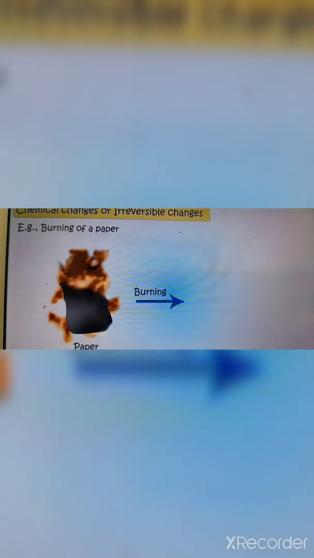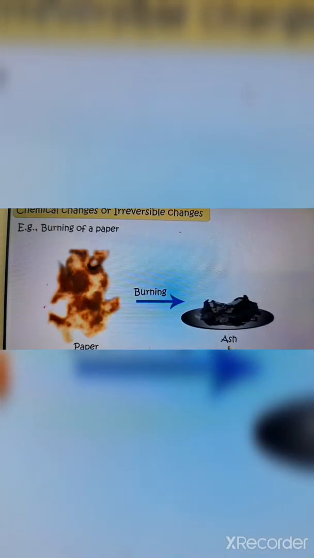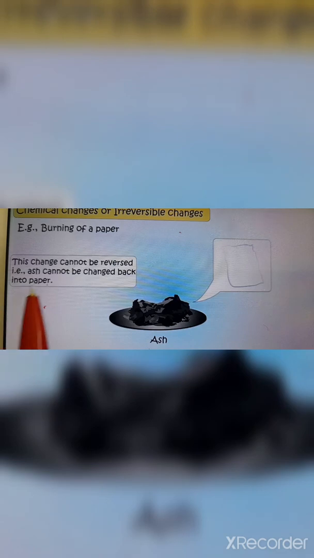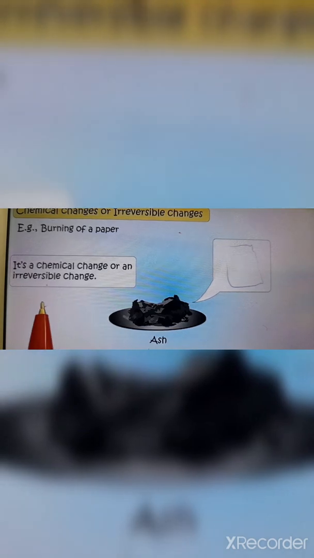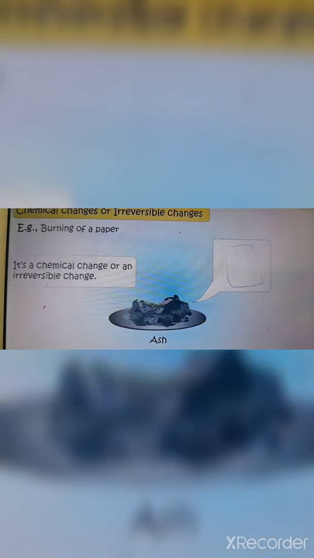Okay, let's take another example of burning of paper. If we burn a paper, when the paper burns, it converts into ash. We get a new substance, right? This is ash, which we get from the burning of paper. So it is totally changed. We cannot get back the paper again. This change cannot be reversed. That is, ash cannot be changed back into paper again. Okay, so this is a chemical change, an irreversible change. Okay, children?